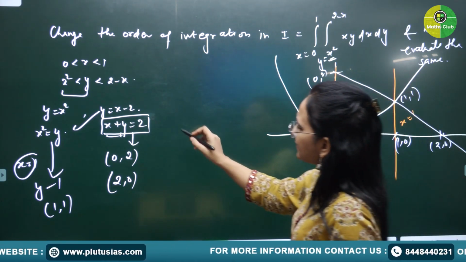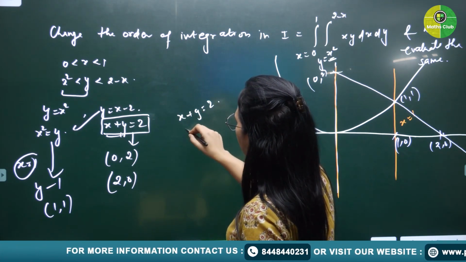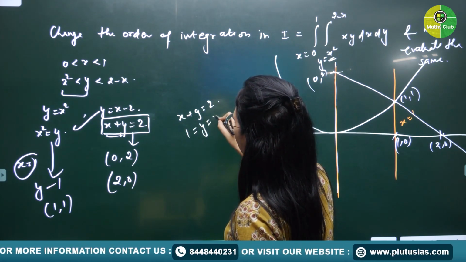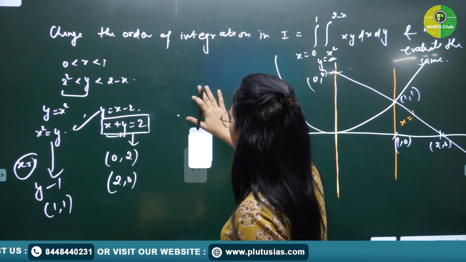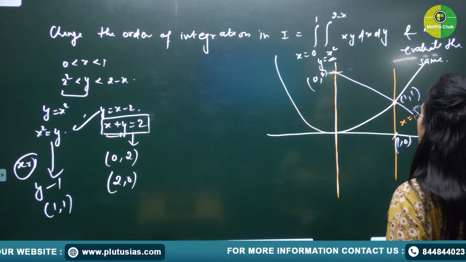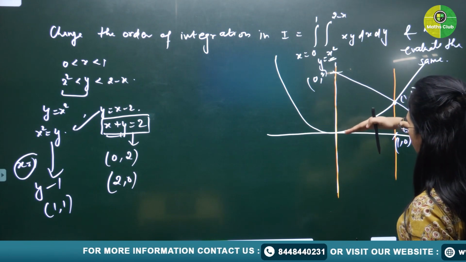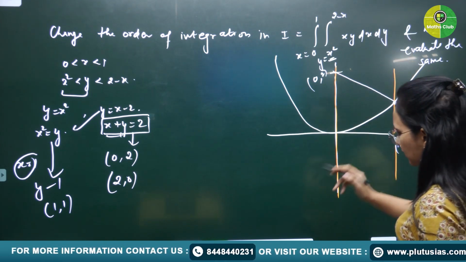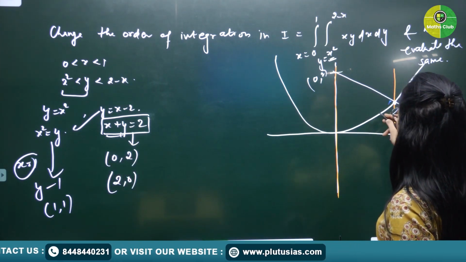So the line is x plus y is equal to 2. If I put x is equal to 1, then we get y is equal to 1 only, since 1 plus 1 is 2. So all the three curves are here. Our region of integration should be inside this, below this, as well as above this. So the required region is this one.